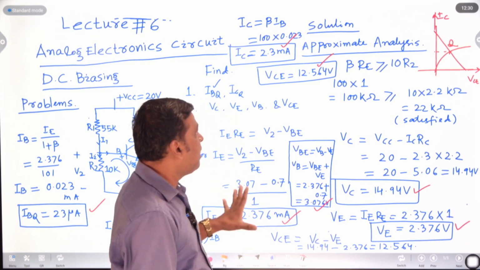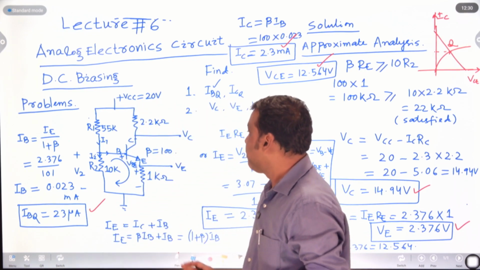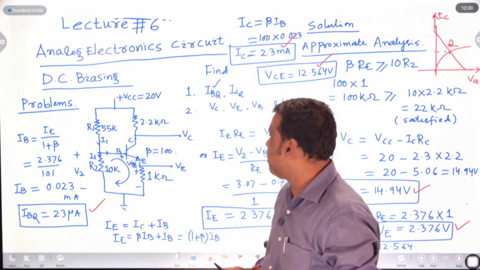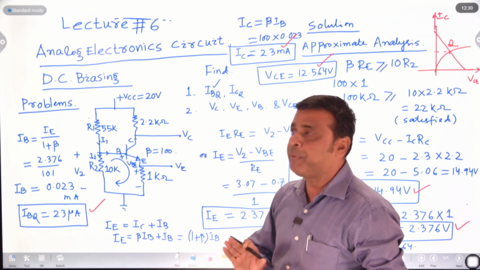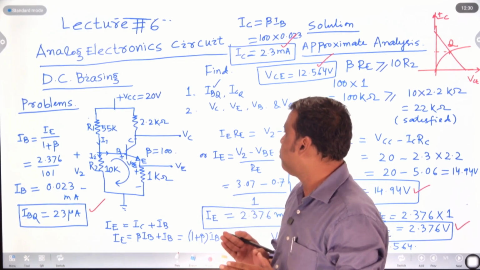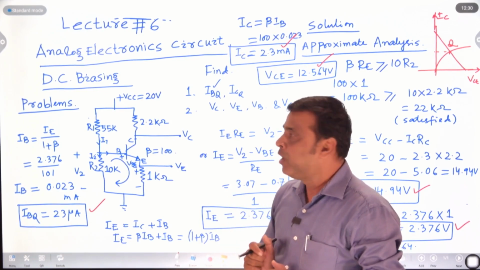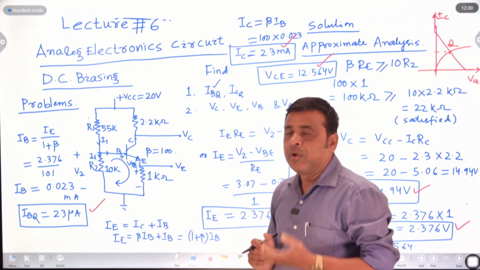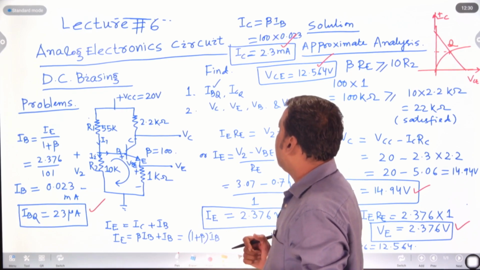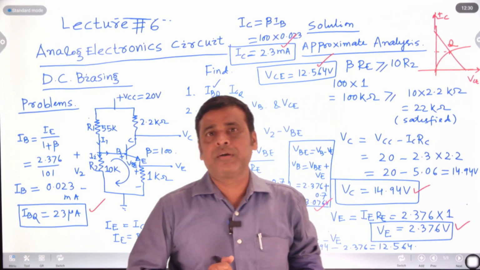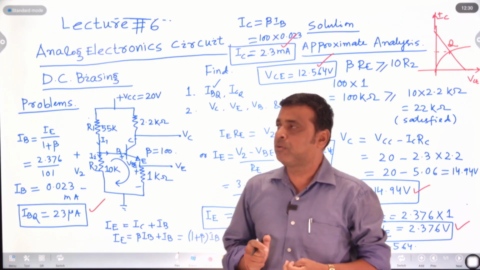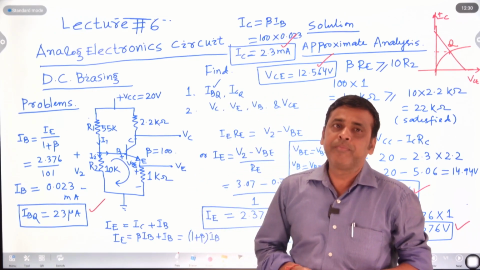This is the basic way to solve numericals as far as biasing is concerned. Simply apply Kirchhoff's voltage law to the input and to the output. If you properly apply KVL to the input and output, you will get two equations. Whatever the unknown quantity is, you can easily calculate it. Next class we will do more problems related to DC biasing of BJT. Thank you.